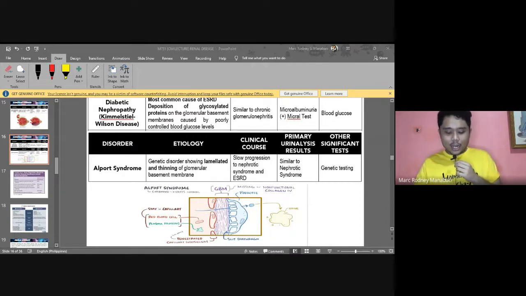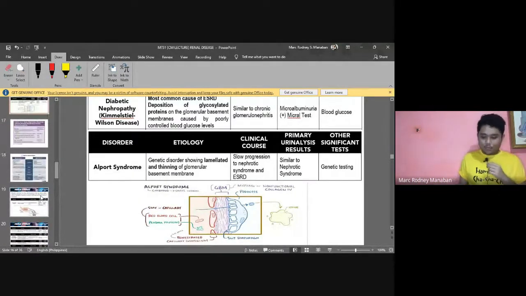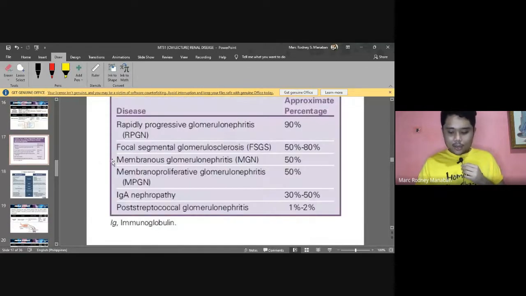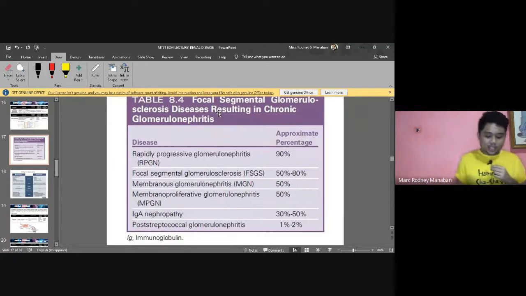So that's for your glomerular disorders, which include your Alport syndrome. That's the last. And of course here are the percentages that can progress to chronic glomerulonephritis. As you can see, RPGN, as we mentioned, 90% progress to chronic glomerulonephritis. So rapidly progressive, it's in the name, very progressive. So it really progresses to chronic glomerulonephritis.